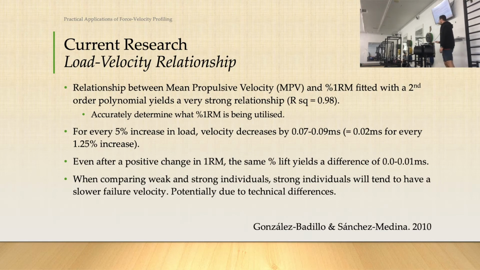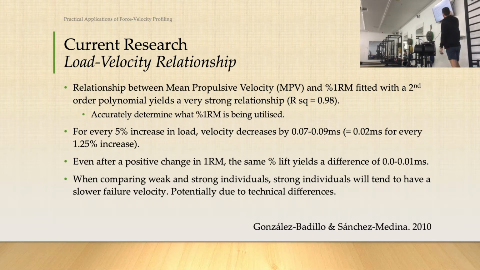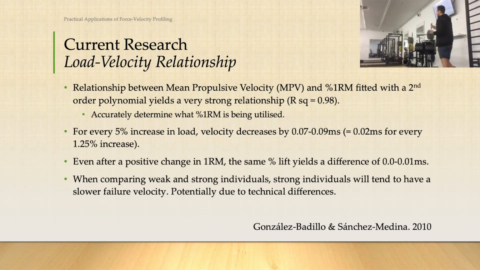Alright, so just a bit of evidence to back up what I'm going to try and say today. You've got the load velocity relationship. The relationship between load and velocity when fitted with a second order polynomial has a very strong relationship of 0.98. For every 5% increase in load, so when you jump from 60 to 65, 65 to 70, velocity decreases by an average of, let's just say, 0.08, which is 0.02 for every 1.25% increase.